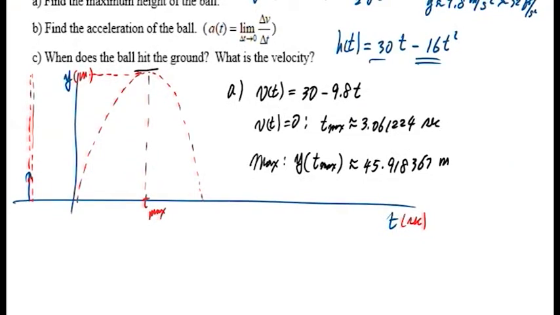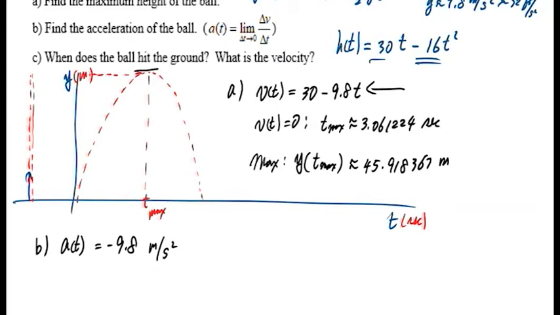Part B, find the acceleration of the ball. Oh, that's easy. Acceleration, of course, is the derivative of velocity, and we have velocity right here. So that's just negative 9.8. That's it, eh? How about that? In meters per second squared. That's the gravitational acceleration.